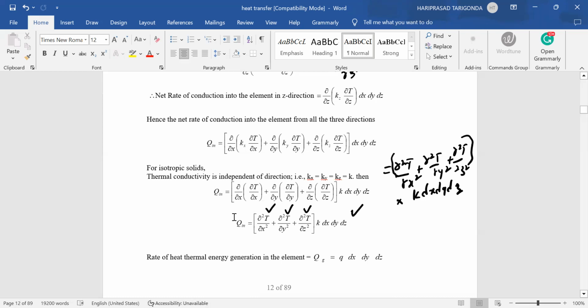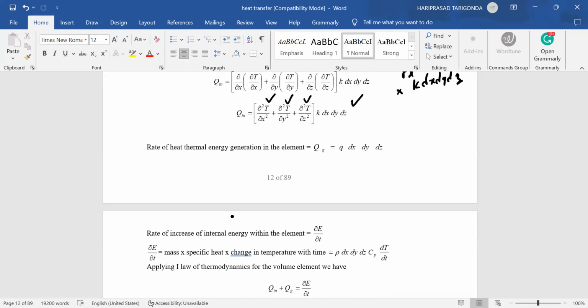Next we will go to the second term. The second term is the rate of heat, or thermal energy, generated in the element. Let small q be the heat generated in the element per unit volume; we are assuming this. For the total volume, we need to multiply by the volume. That is, for unit volume it is q, and for total volume it is q into dx dy dz. So this will be the second term.